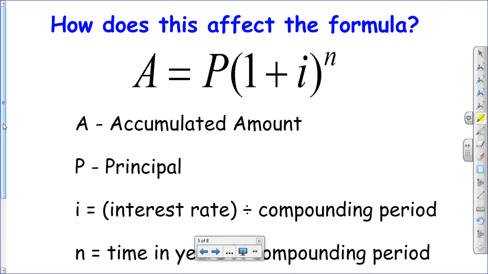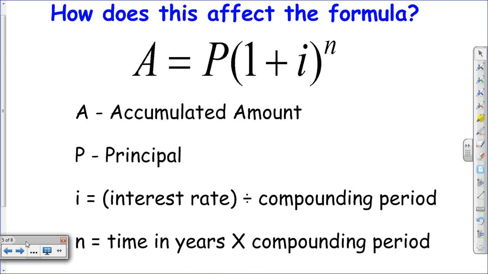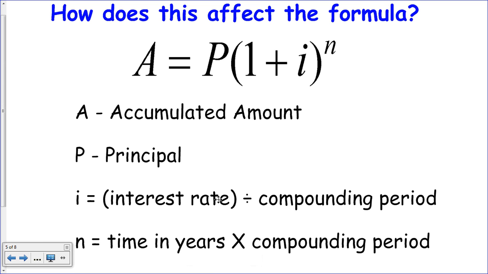So here's the formula that you saw already. So I is your interest rate divided by your compounding period. Now you know what those different compounding periods are. And N is still your time in years multiplied by your compounding period.